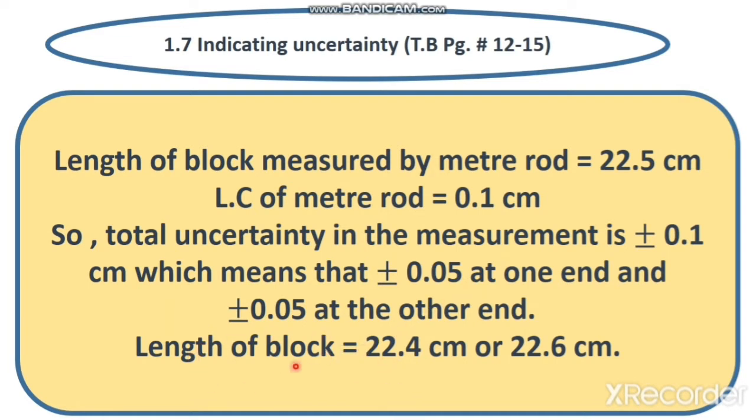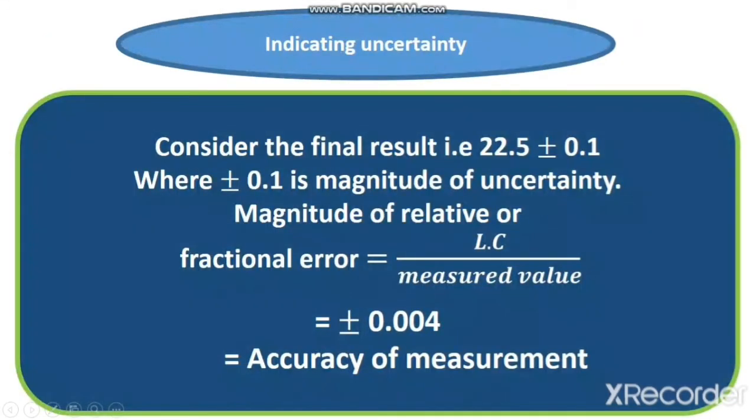Length of the block that is measured is 22.4 centimeter or 22.6 centimeter. 22.4 is by subtracting 0.1 and 22.6 is by adding 0.1 centimeter. So let's consider the final result as 22.5 plus minus 0.1. 22.5 is the measured value and plus minus 0.1 is the absolute uncertainty.